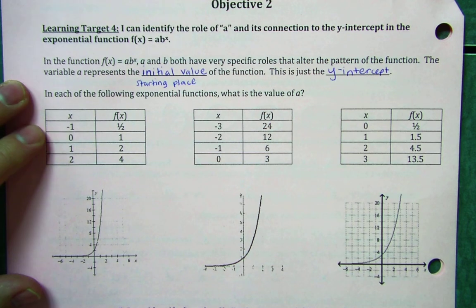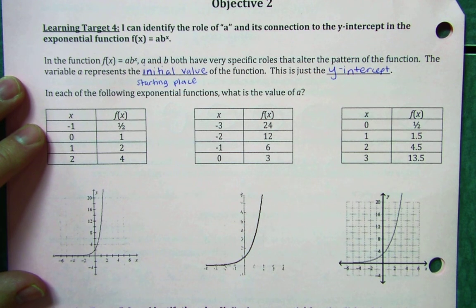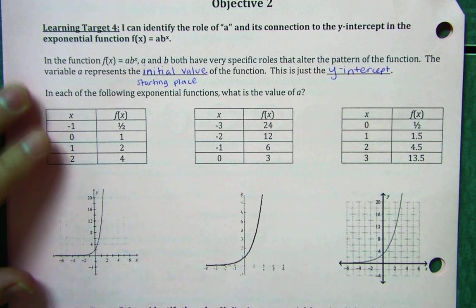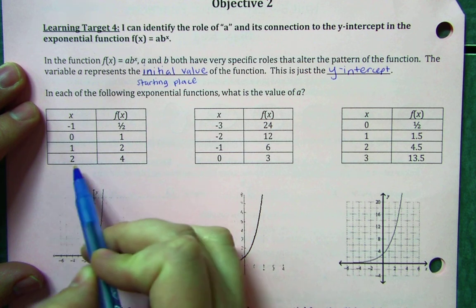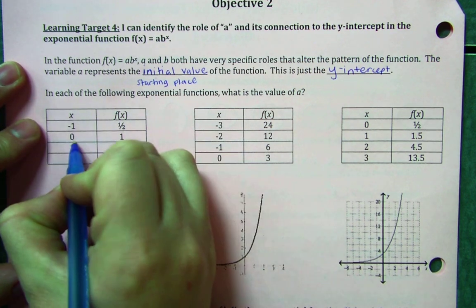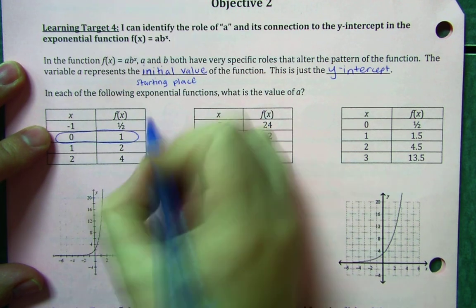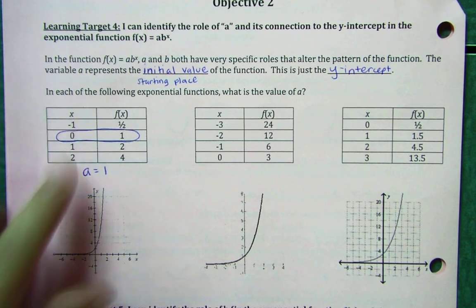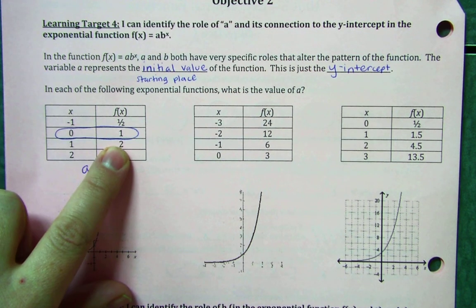So using what we already know about the y-intercept, we know that the y-intercept happens when x is 0, because each intercept happens when the other value is 0. In this first exponential function, represented by this table, the value of a can be found by looking at the y-intercept. So in this one, a would equal 1 because the y-intercept is 1. When x is 0, y is 1.